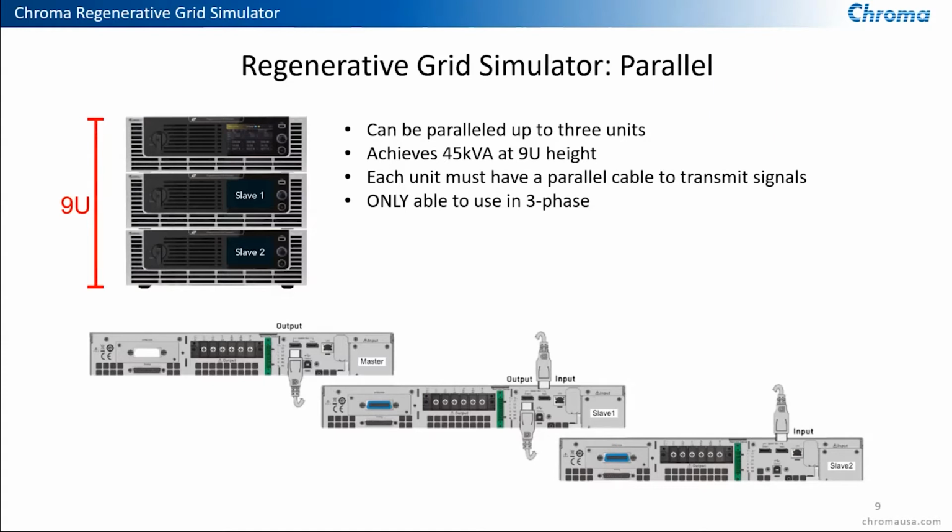And this is a really great feature for testing smaller energy storage systems or power conditioning systems that are more directed to the commercial or non-residential industry. It also reduces the amount of space needed in a cabinet because you'll only need about 9U height, so that's 3U per unit, instead of an entire rack.